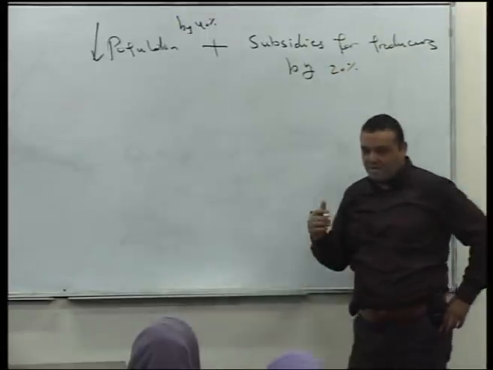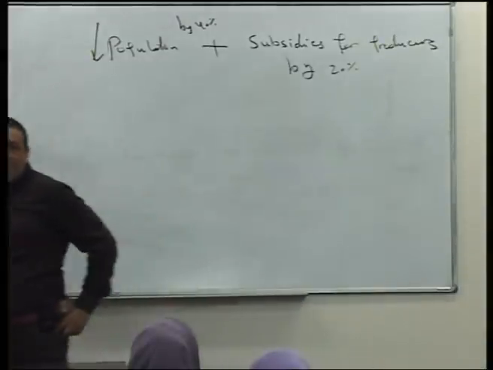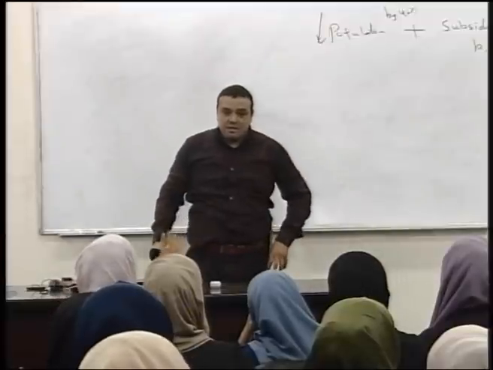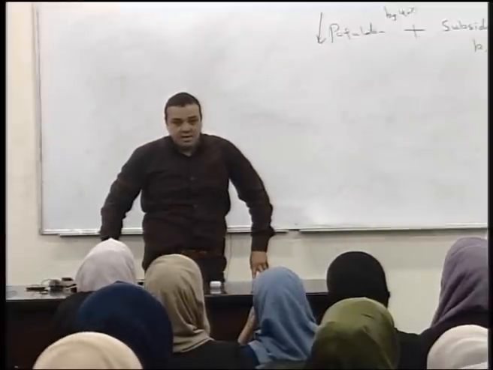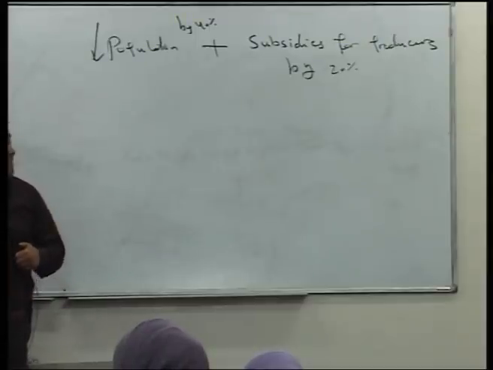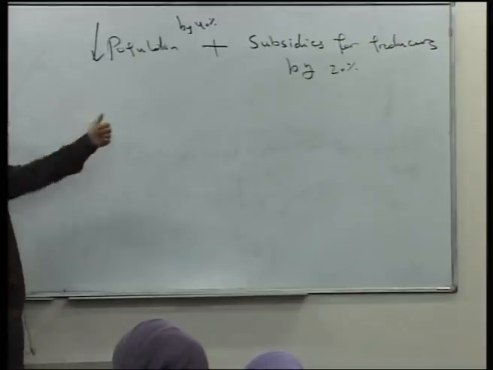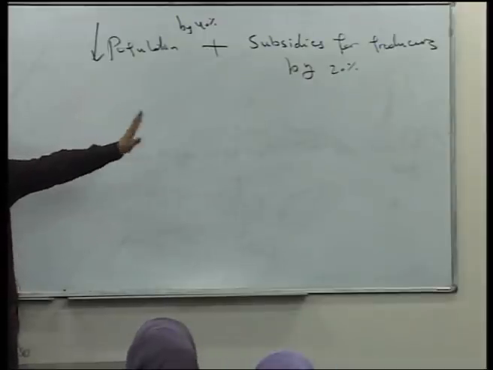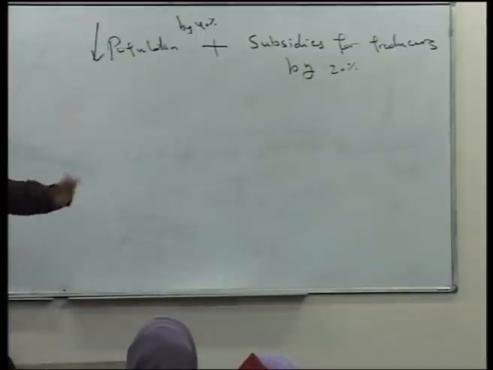What will happen here? Yes, you can answer the questions. By 40%. Exactly, yeah. Demand decreased by 40%. Then subsidies for the producers increased supply by 20%. So the supply increases by 20. Demand shifts left and supply shifts right. This is case number 1 here.